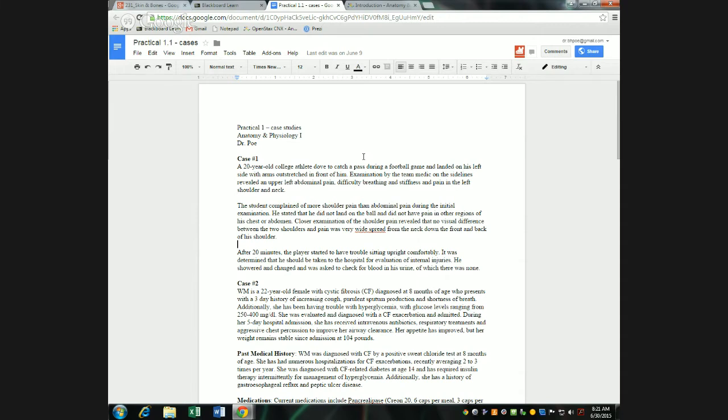Fibrocartilage. When I went through the cartilages, elastic cartilage is found in the external ear and the epiglottis. Fibrocartilage is found here in the intervertebral discs, in the pubic symphysis, which is here, and also in the menisci of the knees. Everything else is hyaline cartilage. That was the way I went through telling you which types of cartilage are where.